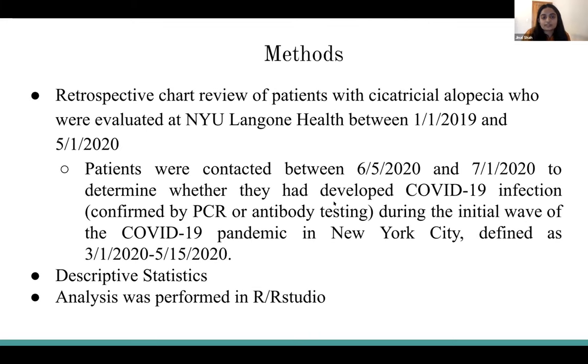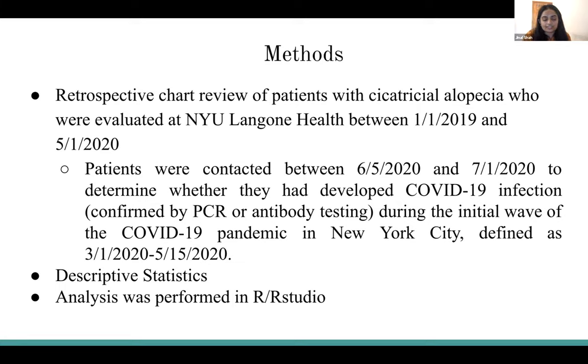And so this was a retrospective chart review. We looked at all the patients with cicatricial alopecia who were evaluated at NYU Langone between January 1st, 2019 and May 1st, 2020. We chose this population specifically because cicatricial alopecia is a hair loss condition with scarring, and these patients are prescribed hydroxychloroquine as one of the treatments. We contacted the patients between June 5th, 2020 and July 1st, 2020 to see if they developed COVID-19 during the initial wave of the pandemic in New York City. We defined that as between March 1st and May 15th, 2020, and COVID-19 had to be confirmed either by PCR or antibody testing.